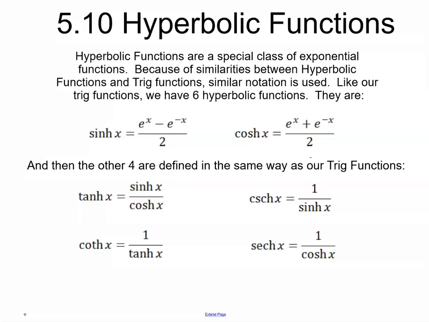So what you'll see is, first of all, we have these 2 hyperbolic functions that are kind of our basic hyperbolic functions. Hyperbolic sine and hyperbolic cosine. And as far as how we can read these, a lot of times I'll just say hyperbolic sine, hyperbolic cosine. You'll see that the notation is sine with a little h and cosine with a little h.